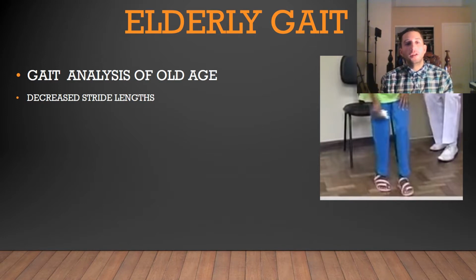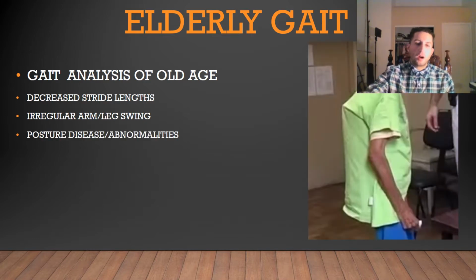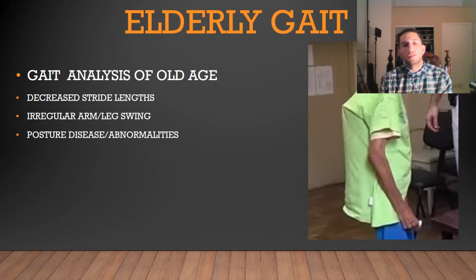So now finally moving into elderly gait. Overall, here are some trends you can see with elderly gait, especially with the observation plan with this particular patient. There were decreased stride lengths. There was irregular arm swing. The right arm hardly had any swing when it came perpendicular with that particular leg swing, if you will. And also the posture. The posture of this individual, I could not tell.